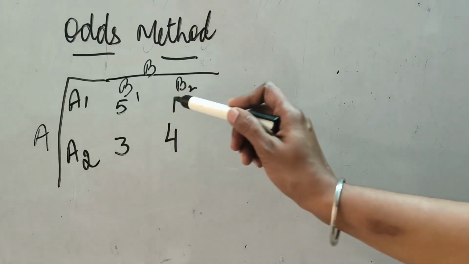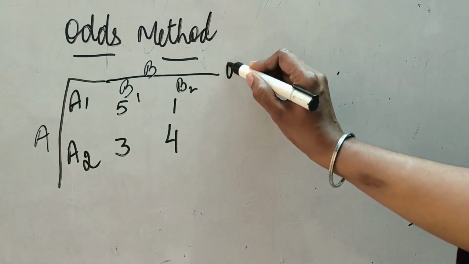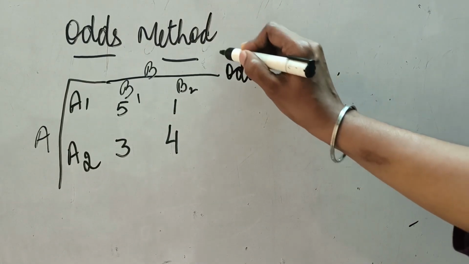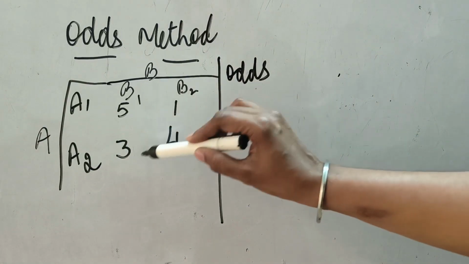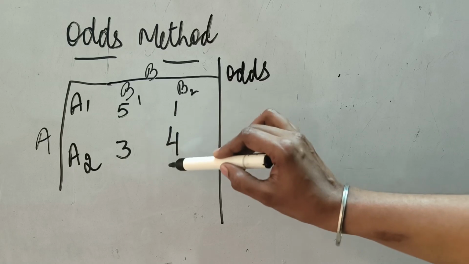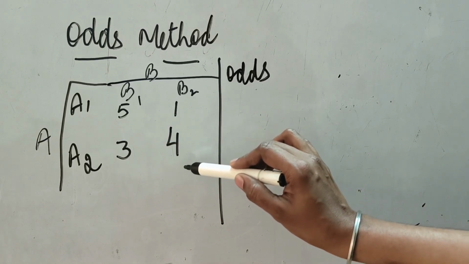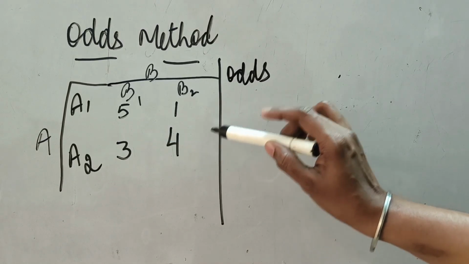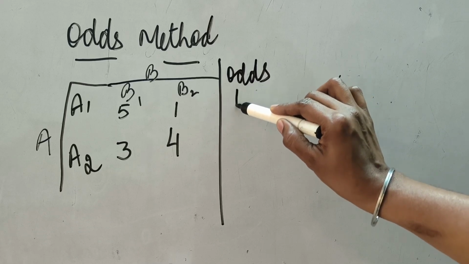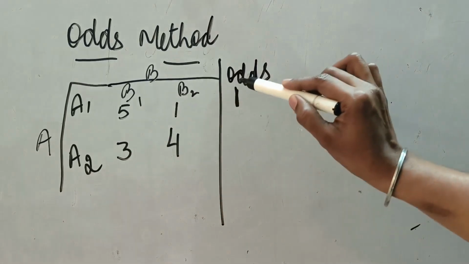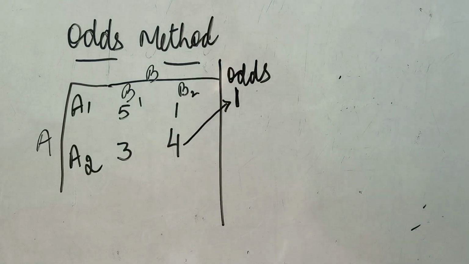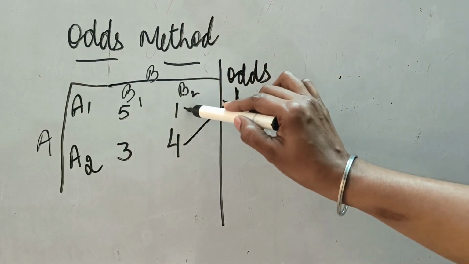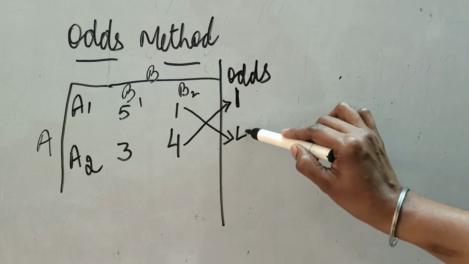Our 4 values are 5, 1, 3 and 4. Now we will proceed with the odds method. So you will write here odds. How do we calculate the odds? You have to take the difference of this line, second line first. 3 minus 4, it is 1, but we will ignore the minus signs. So its difference comes in the first place. And then 5 minus 1, its difference will be coming in the second place.